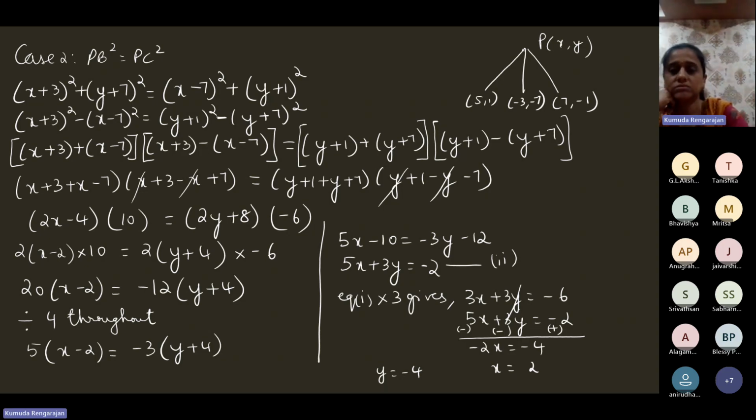Okay, next one. Completed, all of you? No. Okay. So the point P 2 comma -4 is equidistant from these 3 points A, B, and C.